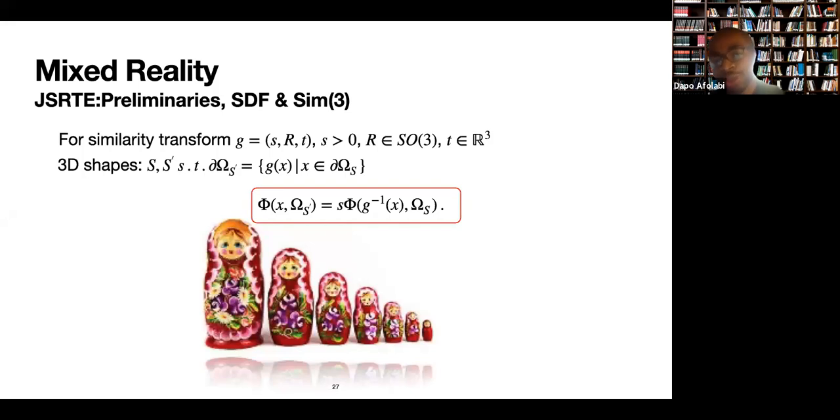a scaled version of the signed distance function of the original shape at the pre-image of the point under the transform. And basically what this is telling us is that we have a way to relate two shapes. If we have a way to relate two shapes using a similarity transformation, then we can also relate their signed distance functions.